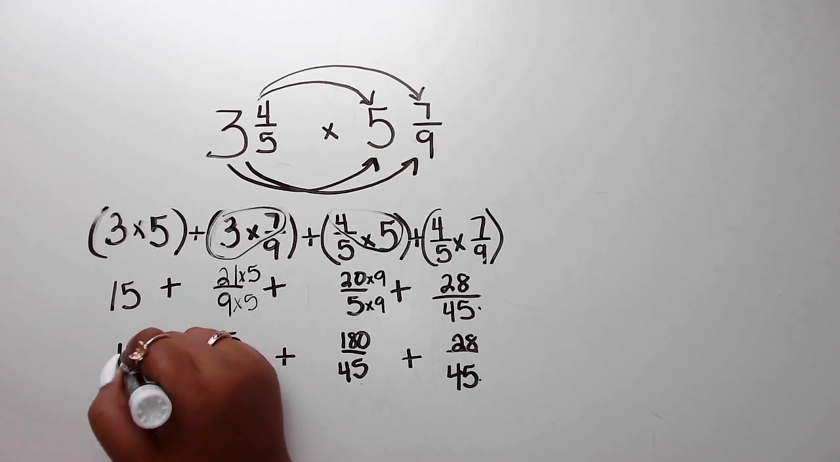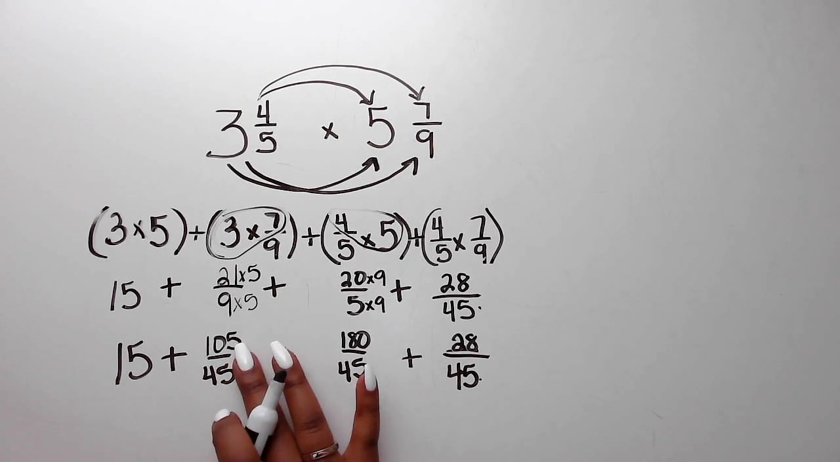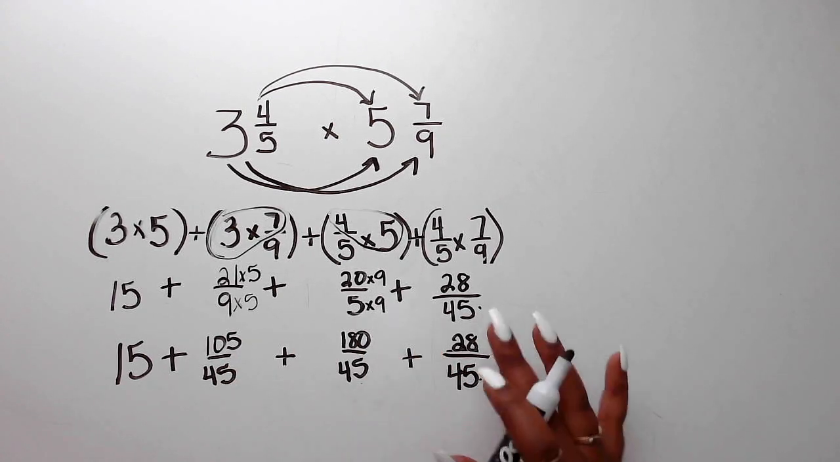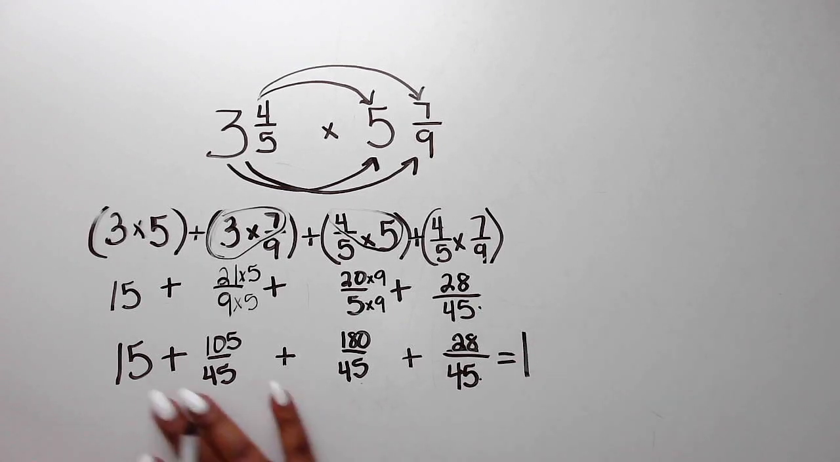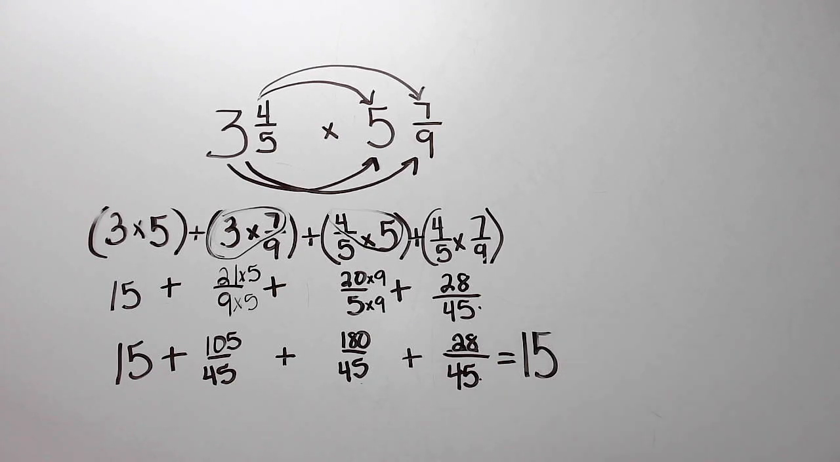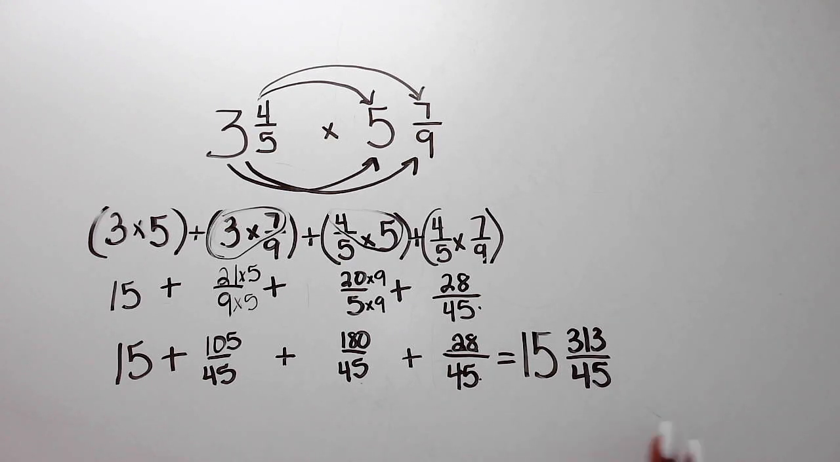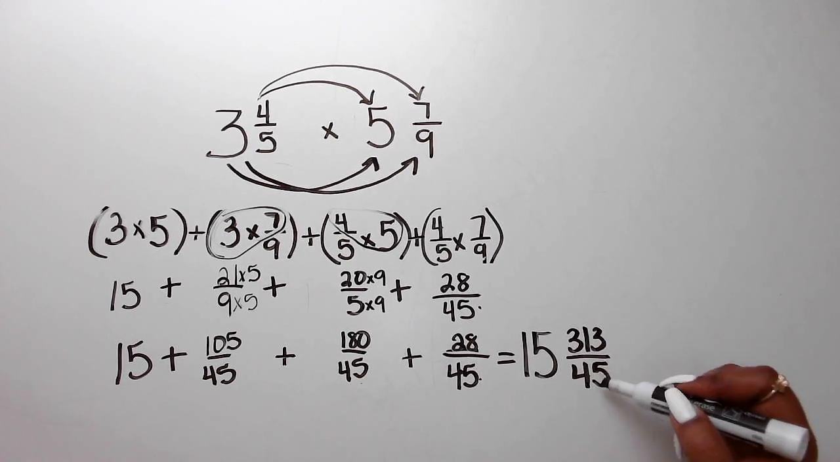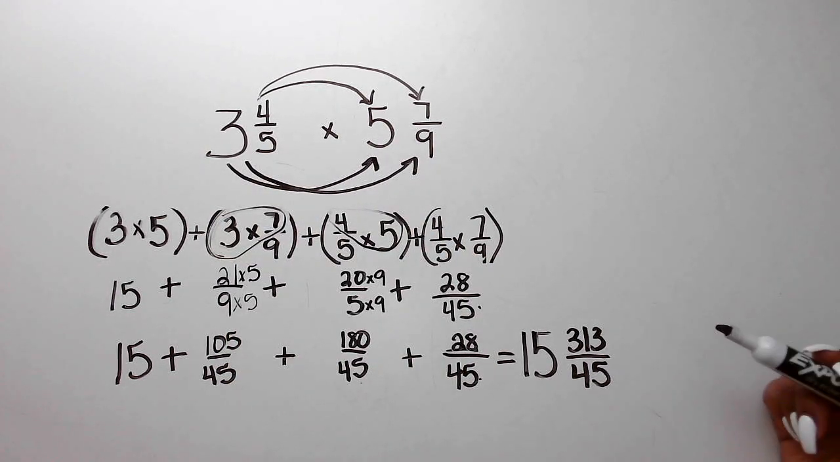And let's remember we have the 15 as a whole number all the way on the left of our expression. So you can add 105/45 plus 180/45 plus 28/45 together. You're going to get 313/45, and then add your 15, you'll get 15 and 313/45. Yes, this can be your answer. It depends on what assignment or task you're working on. If it's a test, a lot of times leaving it this way is not acceptable, but this does represent the value of multiplying these two mixed numbers. But let's keep going if you need to show it another way.